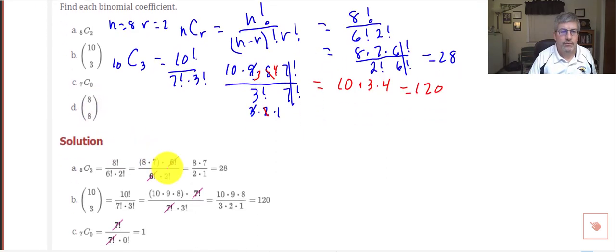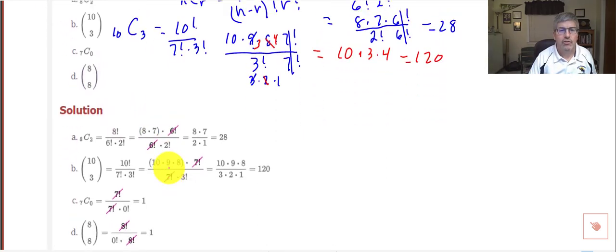I'm going to go down to our solution here and show how those work. So 7 choose 0 is 7 factorial over 7 factorial times 0 factorial. That's just going to simplify to 1. So anything choose 0 is going to equal 1. And 8 choose 8, same kind of thing. We have 8 factorial over 0 factorial times 8 factorial. That is also going to equal 1.